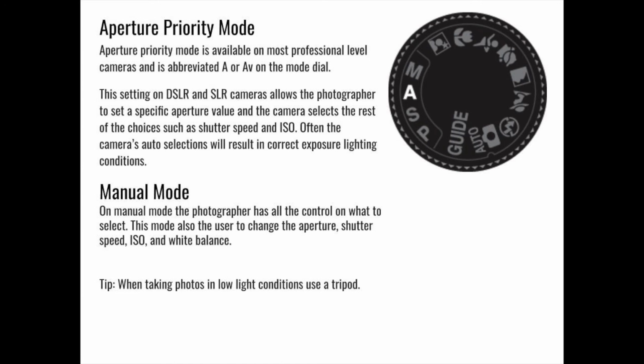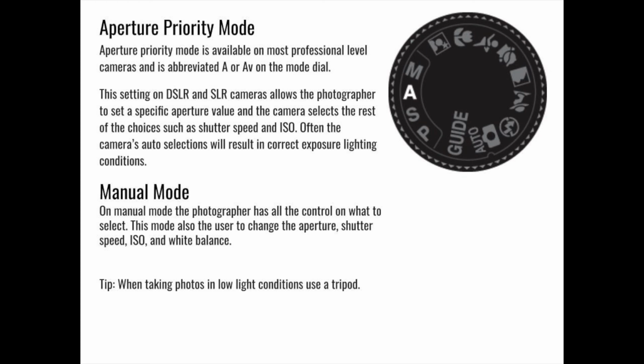The two best modes for changing aperture are the A mode, or aperture priority mode. On most professional cameras, it is shown as an A or an AV on the mode dial. For this particular setting, you, the photographer, select the aperture number or the f-stop number, and the camera does the rest. Or you can select the manual mode that is shown by an M on the mode dial.